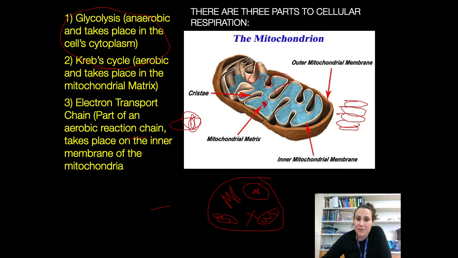The Krebs cycle, on the other hand, does require oxygen, and it takes place in the mitochondrial matrix. So in here, on the inside of the mitochondria. The electron transport chain, which is also an aerobic reaction, takes place on the inner membrane, so these folds, these cristae, the inner membrane of the mitochondria. So both of these require oxygen, and they both require the mitochondria. This guy does not require the mitochondria, does not require oxygen. But go ahead and take a moment to write this stuff down and draw a lovely picture of your mitochondria.